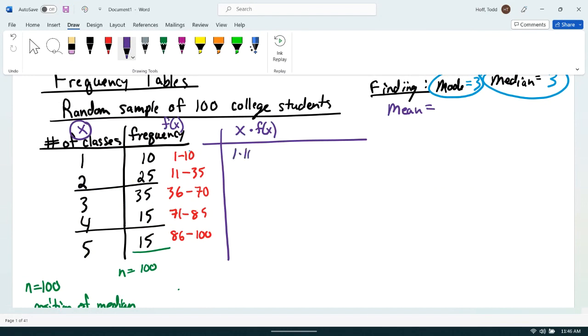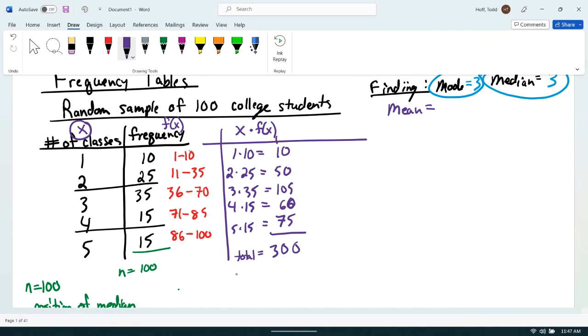So 1 times 10 gives us a total of 10. 2 is the value times the frequency of 25 gives us 50. 3 times 35 gives us 105. 4 times 15 gives us 60. And 5 times 15 gives us 75. Now we add those all up. What do we get there? 0, carry the 1. 0, carry 2, 300. That is our total.